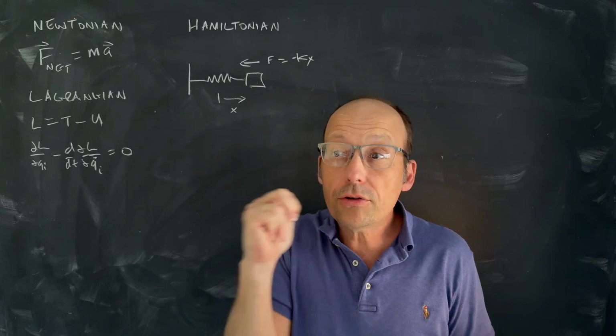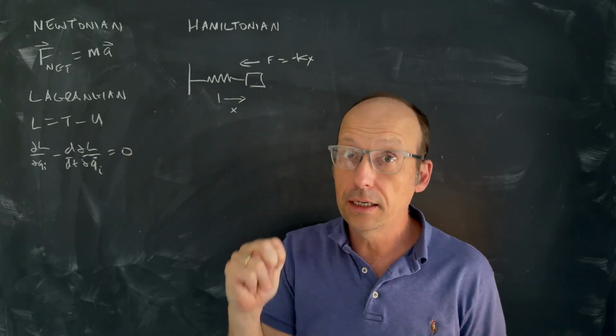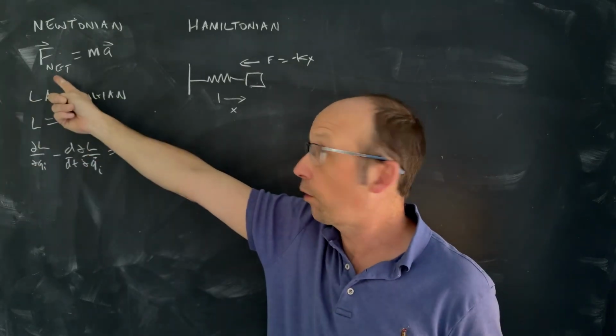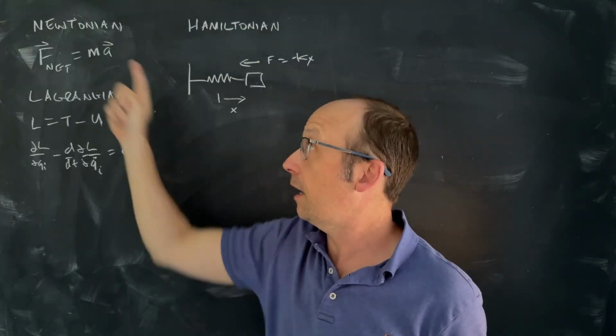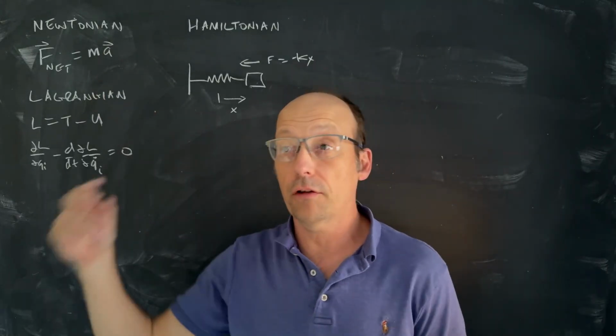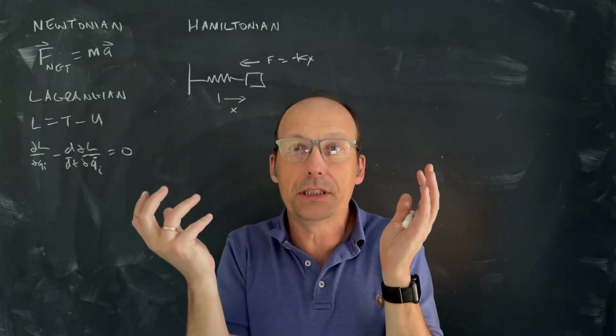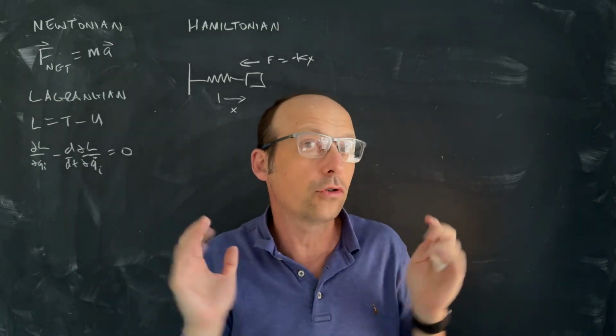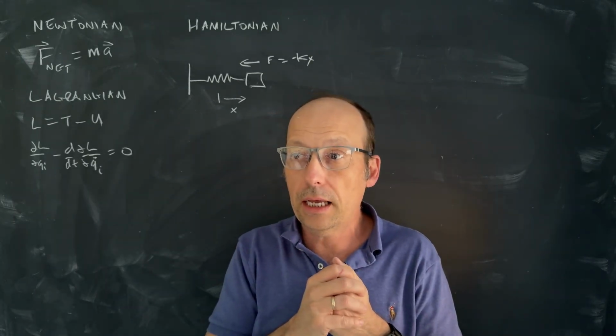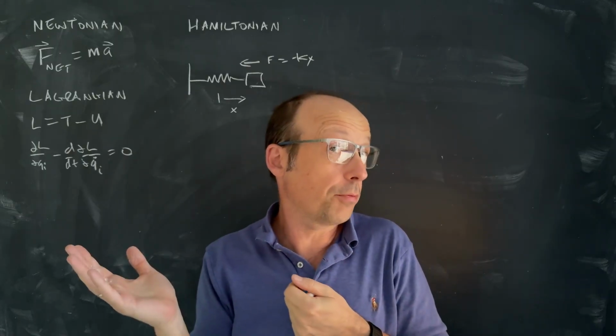So in Newtonian mechanics, the whole idea is that we calculate the net force on an object. And then with that net force, we can use that to solve for the acceleration. And the acceleration is a second derivative of position, so we can get a differential equation of motion. And that's sometimes pretty easy to set up.